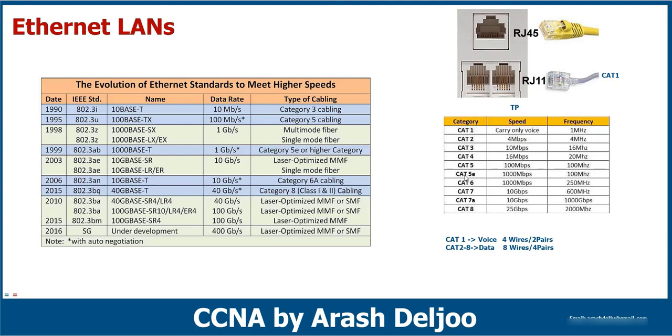Okay. Cat 5e. E is the abbreviation of enhanced. Cat 5 enhanced can support up to 1000 megabit per second. After that, we have Cat 6. With Cat 6, we can send 1000 megabit per second. We can say 1 gigabit per second.